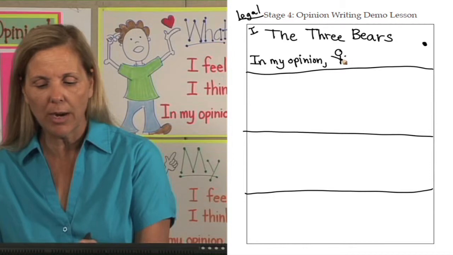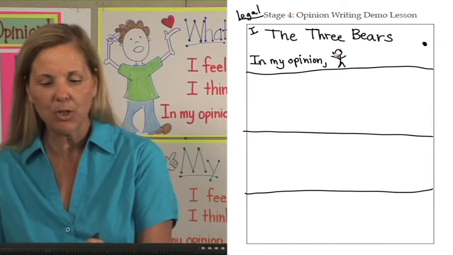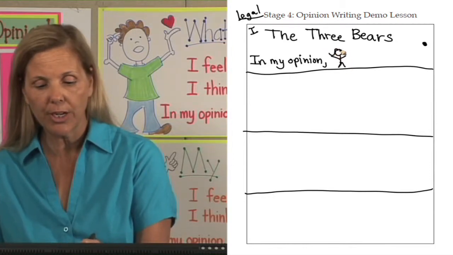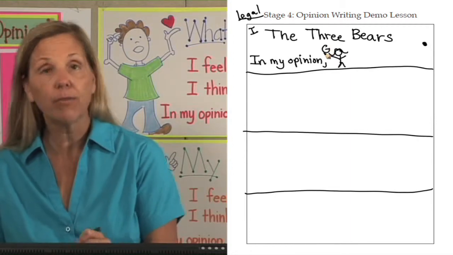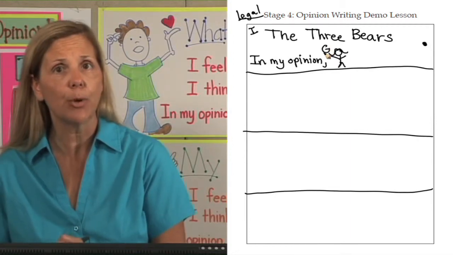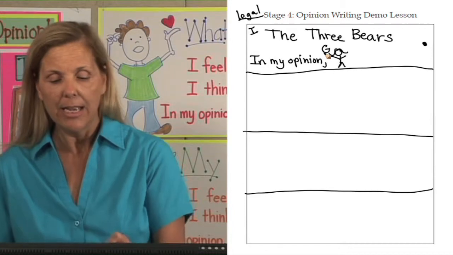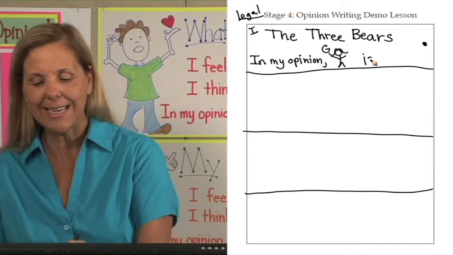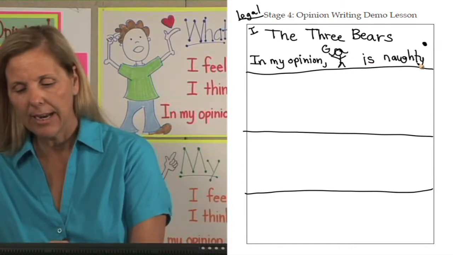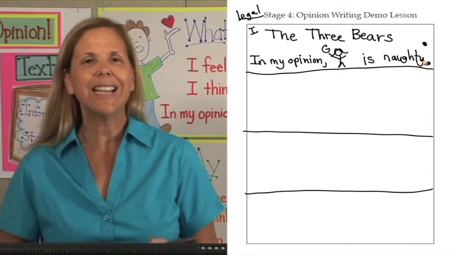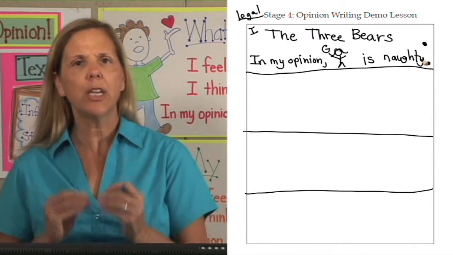And then I don't need to write Goldilocks is naughty. I'm just going to put a little character here with hair and a G on her for Goldilocks, and I'm putting a capital G to remember to capitalize her name. In my opinion, Goldilocks is naughty. And I have my period. So notice, not everything is written out, just keywords.